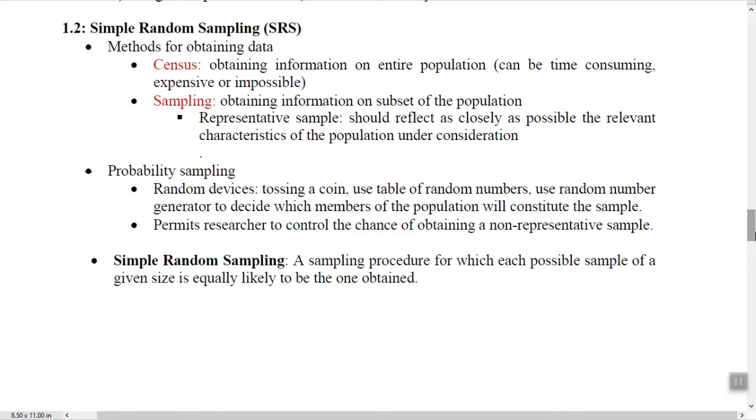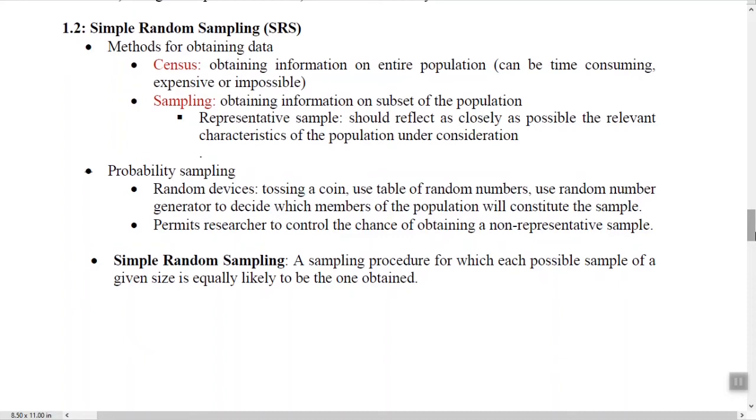Census means obtaining information on the entire population. Sampling means obtaining information from a subset of a population. It's a subset of a population. It should reflect all the characteristics of the population. So remember that.